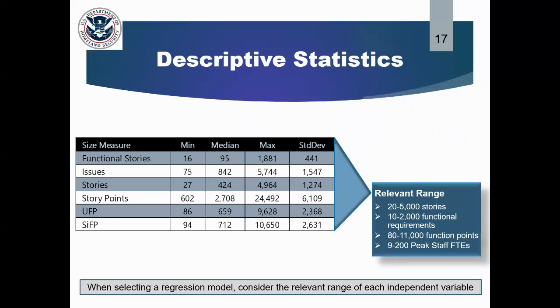Now let's look at the descriptive statistics for the independent variables, so our size measures. We show the functional stories, issues, stories, story points, unadjusted function points, and simple function points. We show the minimum, median, and maximum values. So when you're evaluating these models or using them for an estimate, you want to make sure that you're in the relevant range for your independent variables. So is the estimate that you're doing for your IT software development comparable to these independent variables in terms of the relevant range? The relevant range was anywhere from 20 to 5,000 stories, 10 to 2,000 functional requirements, 80 to 11,000 function points, and then 9 to 200 peak staff full-time equivalents.